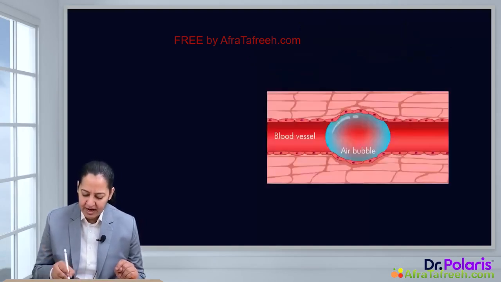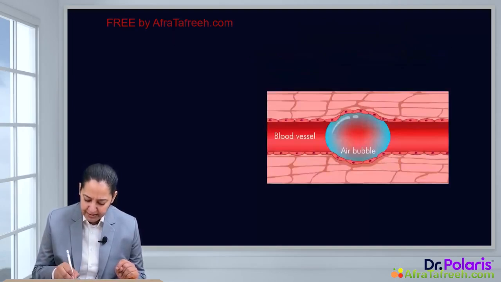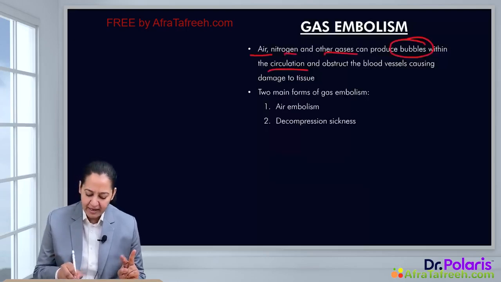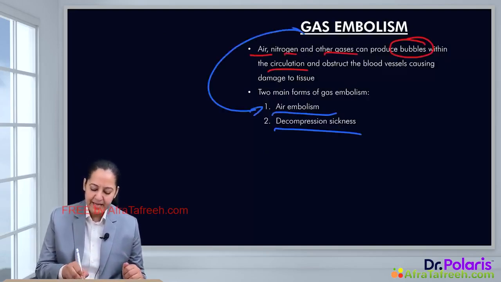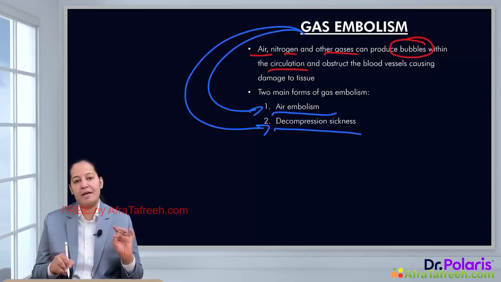Now see here in the diagram, can you appreciate a bubble? This is a bubble in the circulation. This bubble is the air. Now it is of two types, either air embolism or decompression sickness. Both come under gas embolism. It has two main variants, air embolism and decompression sickness.